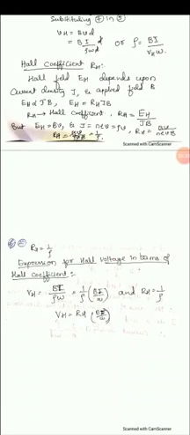The expression for Hall voltage in terms of the Hall coefficient is also written as follows. VH is equal to BI divided by rho W, or 1 divided by rho is equal to BI divided by W, that is RH is equal to 1 divided by rho. That's why VH is equal to RH into BI divided by W. So this is the Hall voltage in terms of the Hall coefficient.